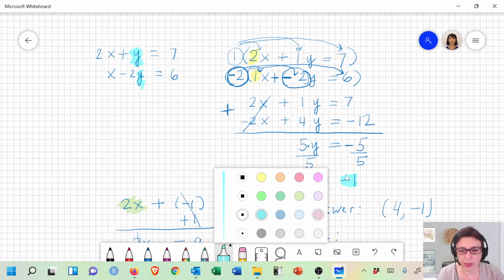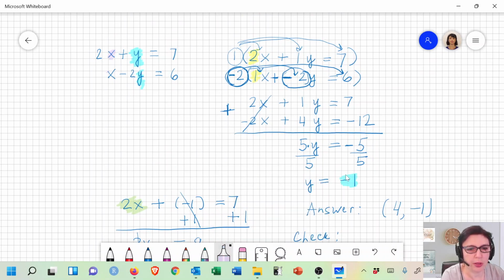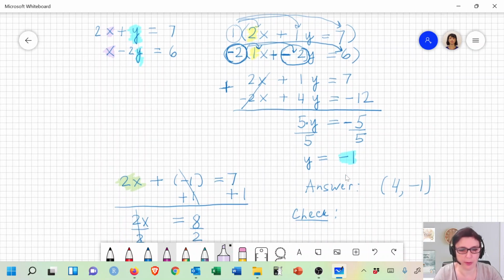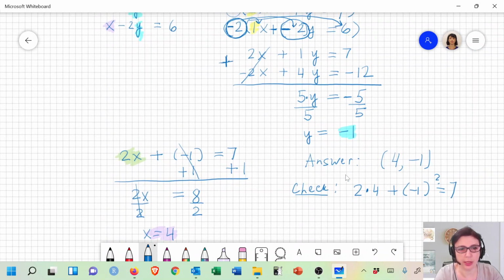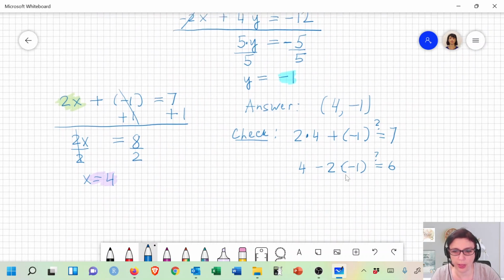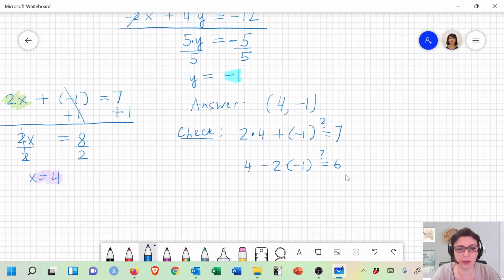Okay, so where's my 4? Well, it has to go here and it has to go here. Okay, so let's see what happens. So instead of x, I'm putting 4. 2, and remember, between a variable and a number it's really multiplication, so it's times 4 plus y, which is -1. And I'm asking myself, is that 7? So that's the first check I need to do. The second check is I do the same thing with the second equation. So in place of x, I put a 4 minus 2 multiplied by, in parentheses, -1. Is that equal to 6? If it doesn't work, then that means you made a mistake and you have to go back and see where you messed up.